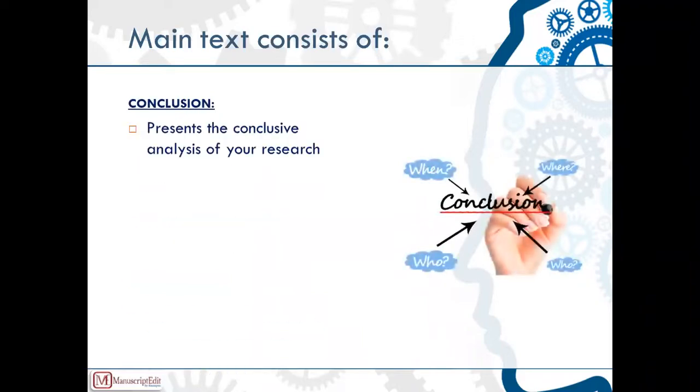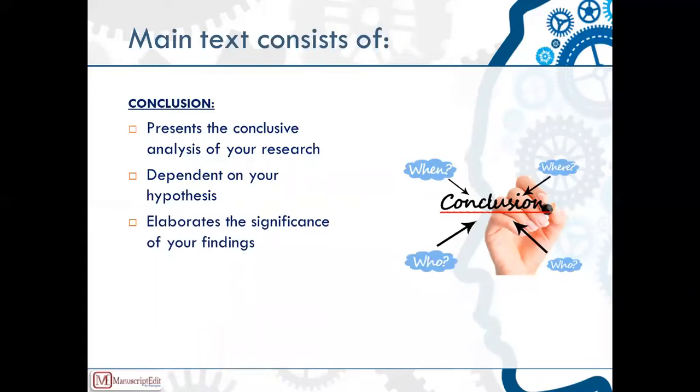Now, coming to conclusion. Conclusion presents the conclusive analysis of your research. It is usually dependent on your hypothesis, and it elaborates the significance of your findings. It helps the readers understand why your research should matter to them after they have finished reading the paper.